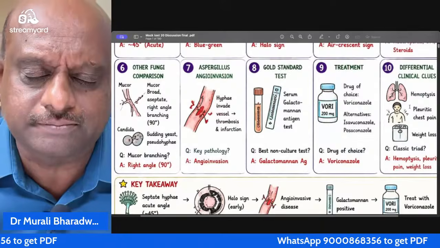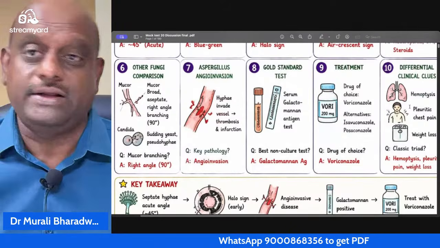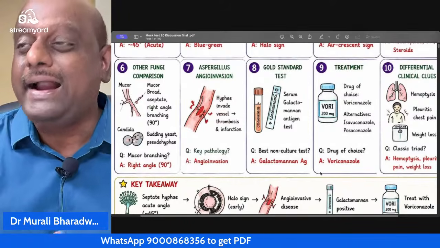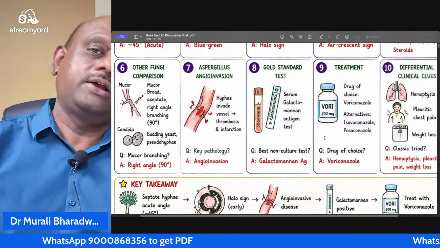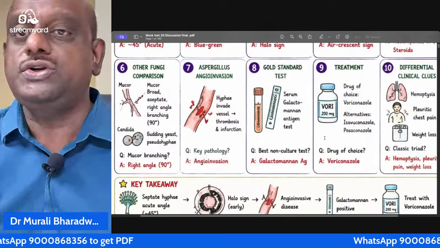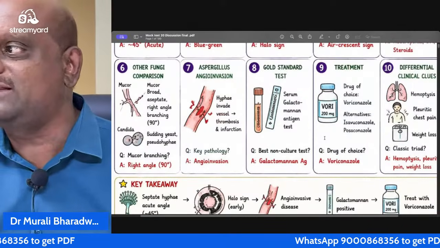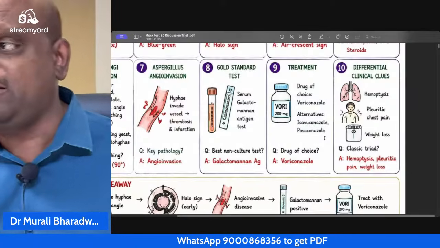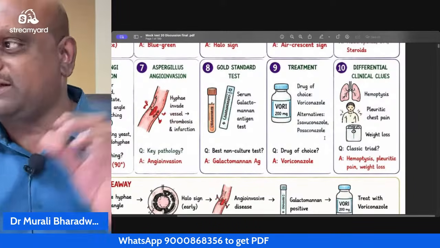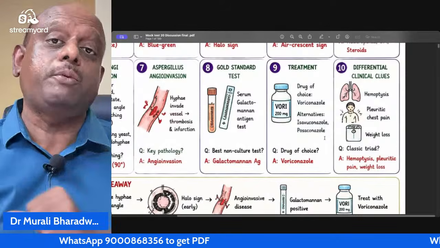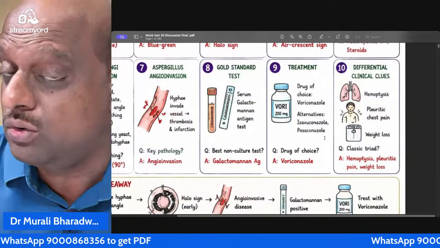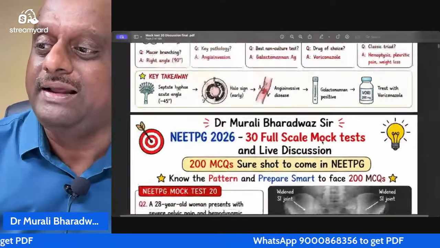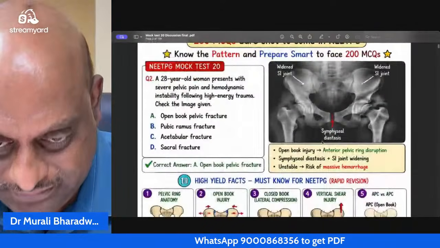So what is the gold standard test? We do a test called galactomannan antigen test, which is considered to be the gold standard. And what is the drug of choice, doctor? Voriconazole is the drug of choice. So whenever there is hemoptysis, pleuritic pain, weight loss, the classic triad, you need to think of the possibility of aspergillosis, especially in a neutropenic or a diabetic individual, is what we need to remember.